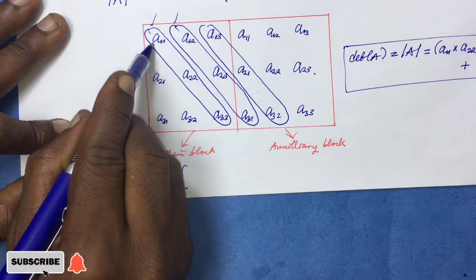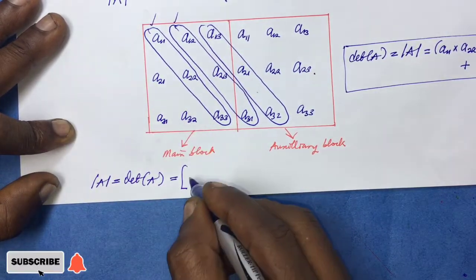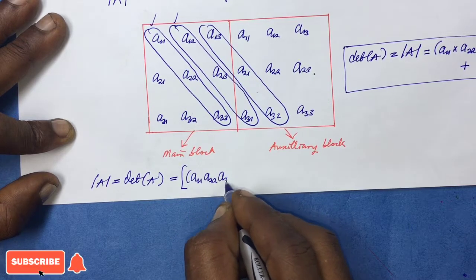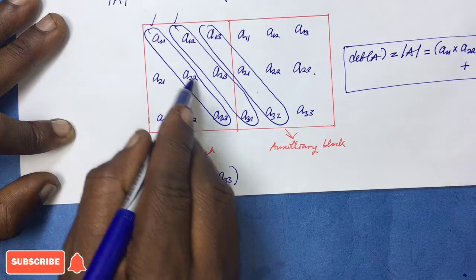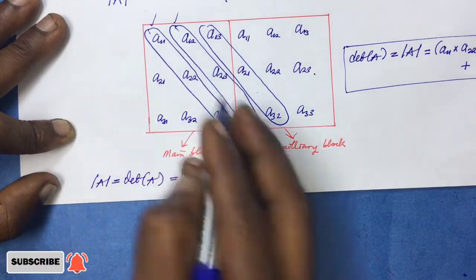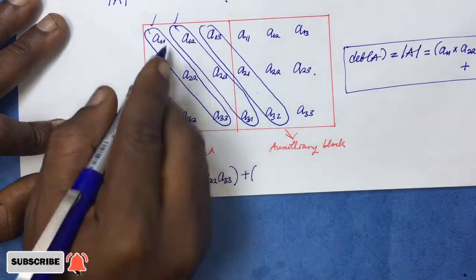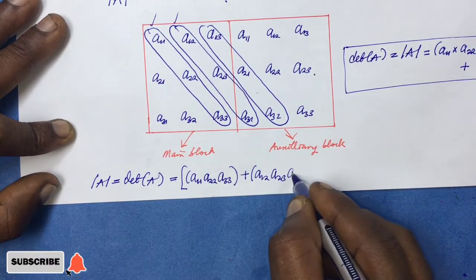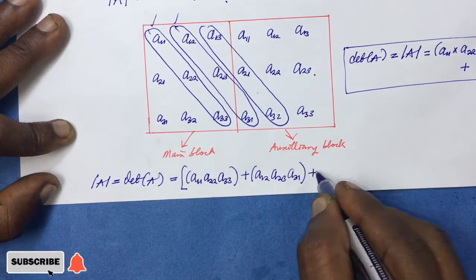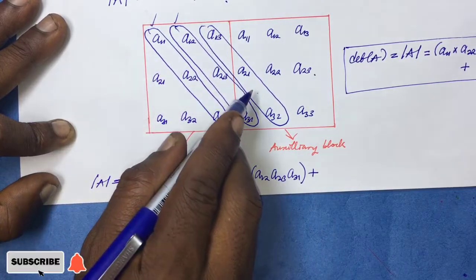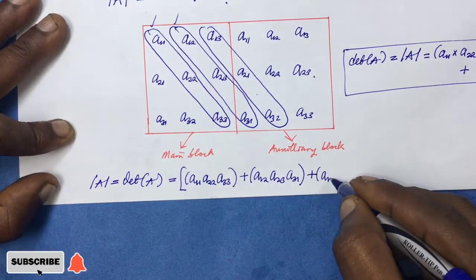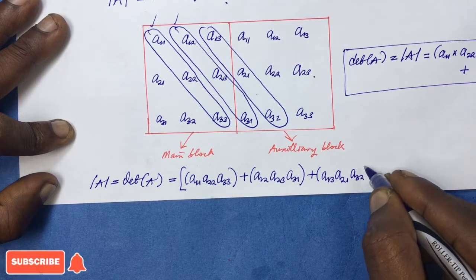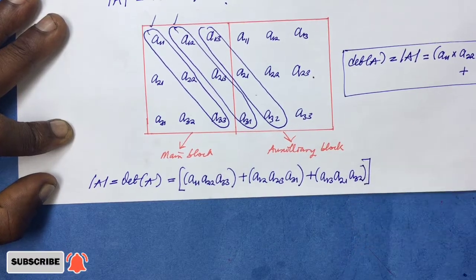The product of A11, A22, A33, put it here. That is the product of the elements in this first diagonal. Now, add that result to the product of the elements in the second diagonal, A12, A23, A31. Then add it to the product of the elements in this last diagonal, which is A13, A21, and A32, okay? Then close your bracket.